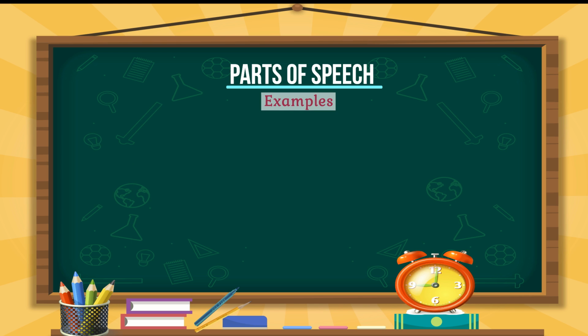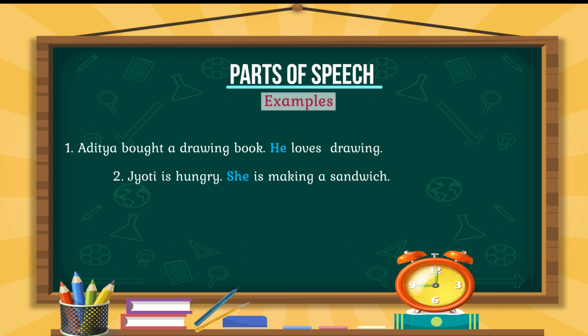Now look at some more examples where pronouns are used. Aditya bought a drawing book. Aditya loves drawing. In this sentence, instead of using the noun Aditya for the second time, we can use the pronoun he. Aditya bought a drawing book. He loves drawing. Jyoti is hungry. She is making a sandwich. Here, she is a pronoun.